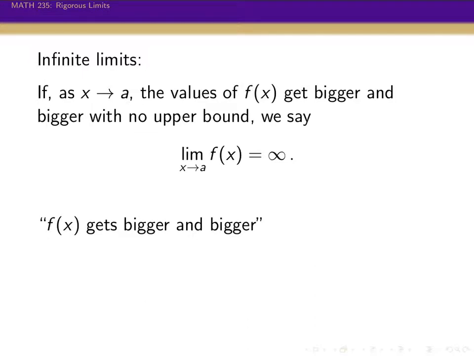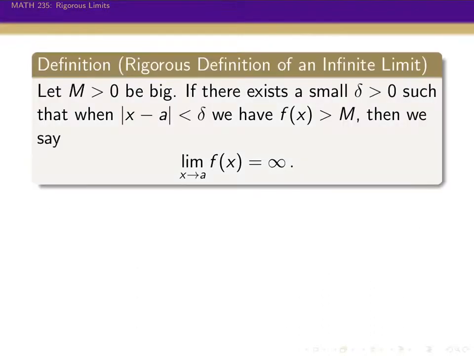Well, so we want f of x to be getting bigger and bigger and bigger. So how can we measure that? Well, what we're going to do is pick some big number M, and just say, okay, if f of x is big, then it should be bigger than this big number M. That's how we're going to measure the bigness of f. If the values of f are bigger than M, then we're saying it's big. And the idea of closeness between x and a is going to stay the same.